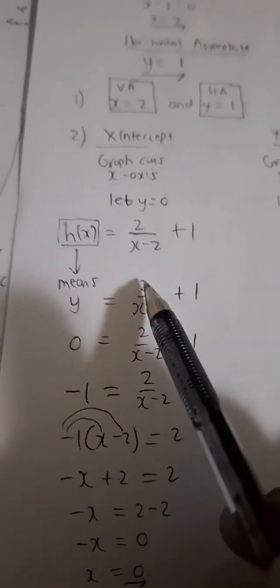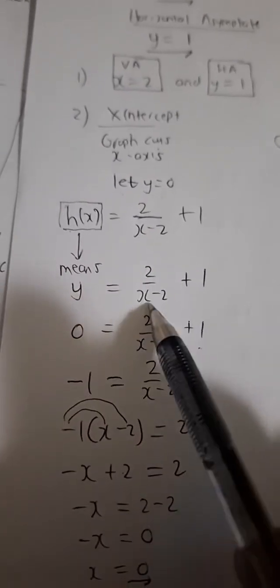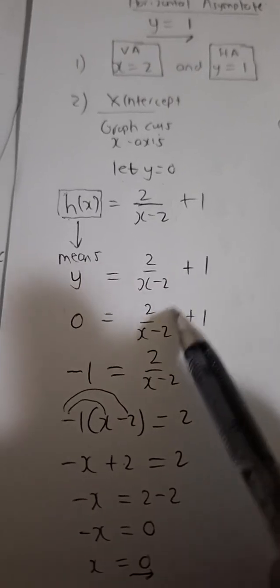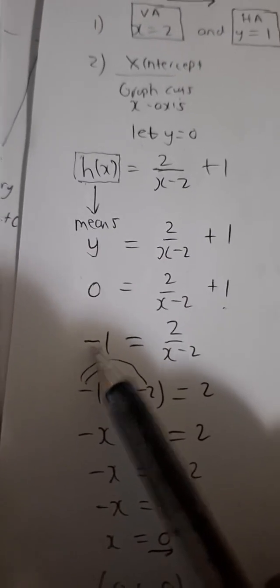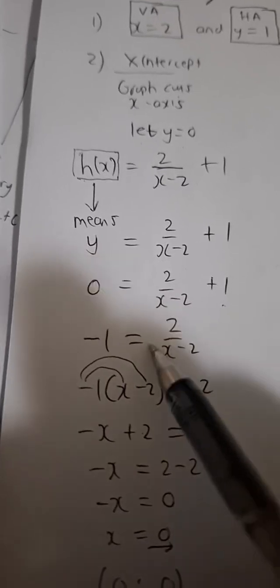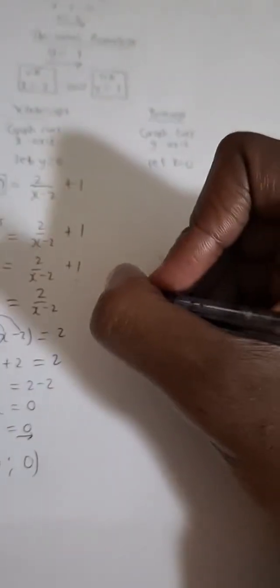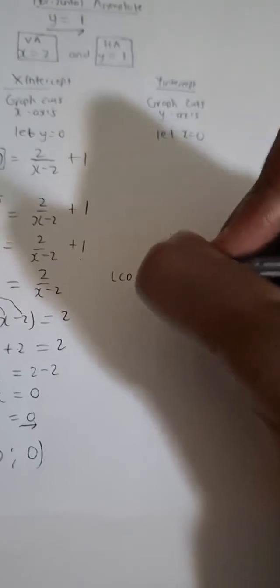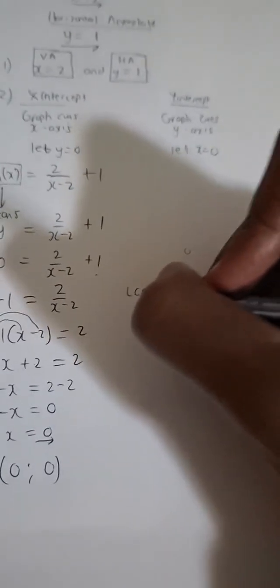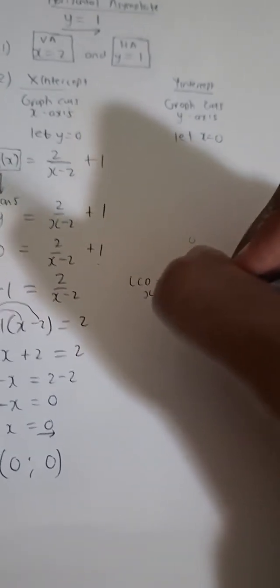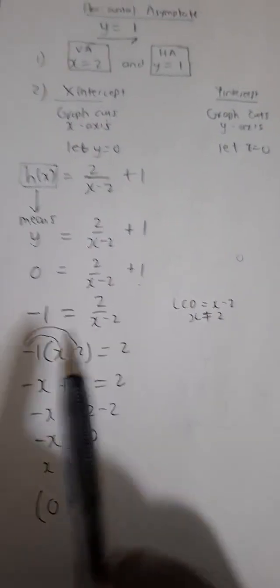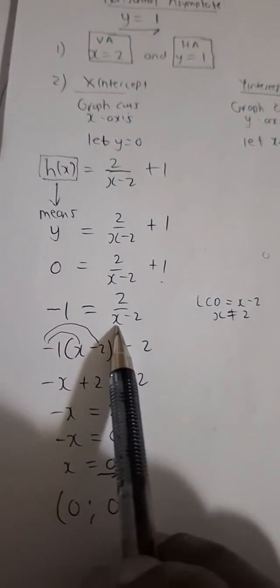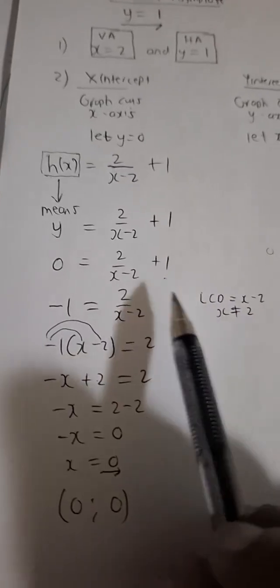Remember, what we had as the equation was y is equal to 2 over x minus 2 plus 1. We truly did transpose the 1. It became negative 1, which is correct. We then cross-multiplied the x minus 2, which is the same thing as saying, what is the LCD? It's x minus 2. What is the restriction? x cannot be 2, all right? We first write the LCD, x cannot be 2.